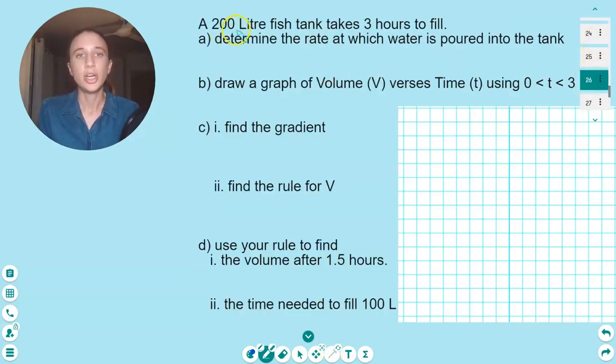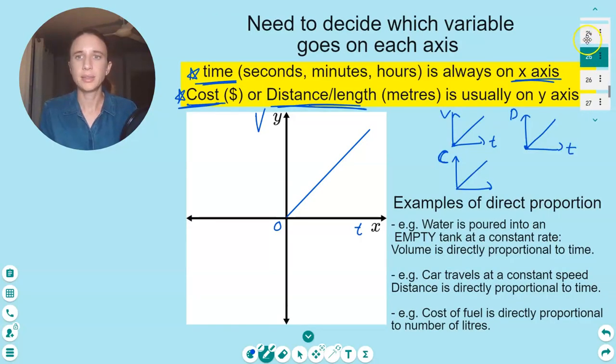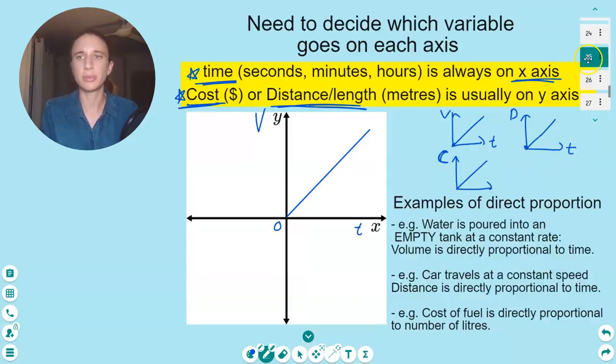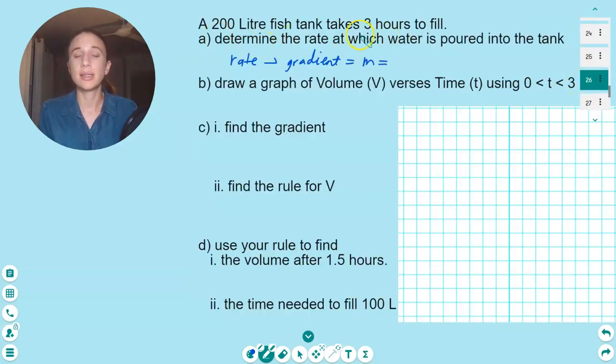So our first question: a 200-liter fish tank takes 3 hours to fill. Determine the rate at which water is poured into the tank. So rate means gradient. Rate means gradient. And we have a letter for gradient, which is m. Now, our gradient is the change in the y variable over the change in the x variable. So let's look at this and think, which one will be our y variable and which will be our x variable?